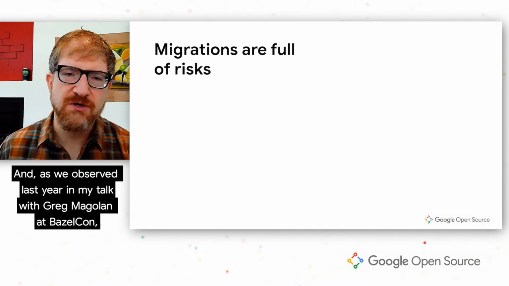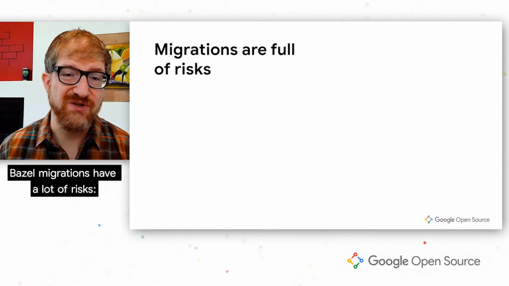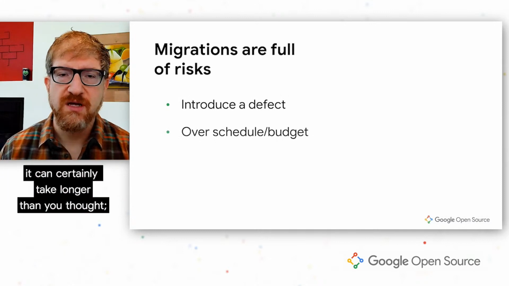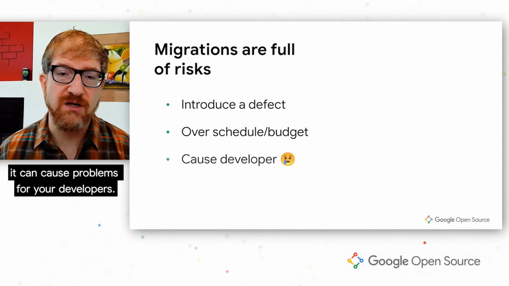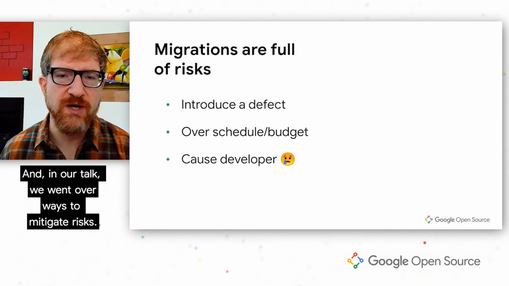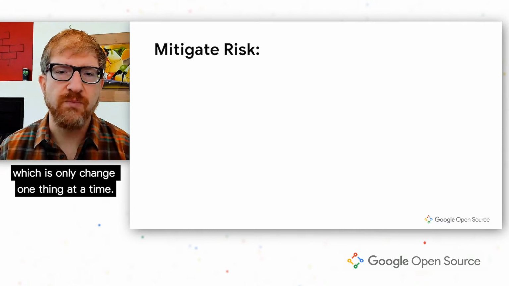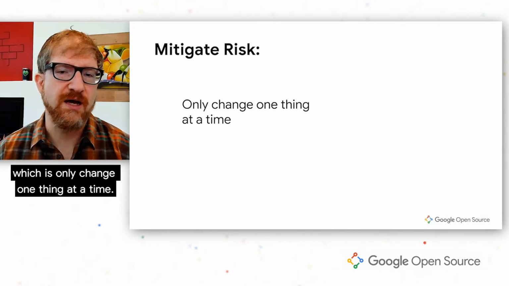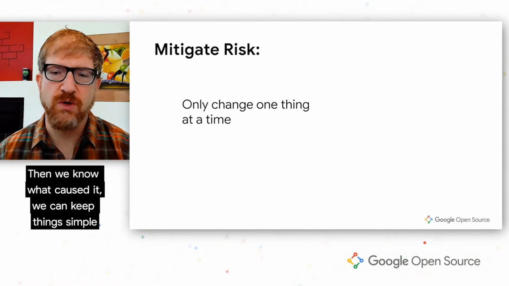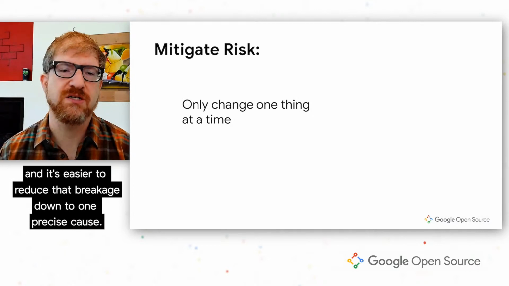And as we observed last year in my talk with Greg McGowan at BazelCon, Bazel migrations have a lot of risks. So you might introduce a bug because you made a change in the build system. It can certainly take longer than you thought. It can cause problems for your developers. And in our talk, we went over ways to mitigate risks. And today I want to dive deeply into one of those, which is only change one thing at a time. The reason we do that is that it's much easier if something breaks, then we know what caused it, and we can keep things simple, and it's easier to reduce that breakage down to one precise cause.